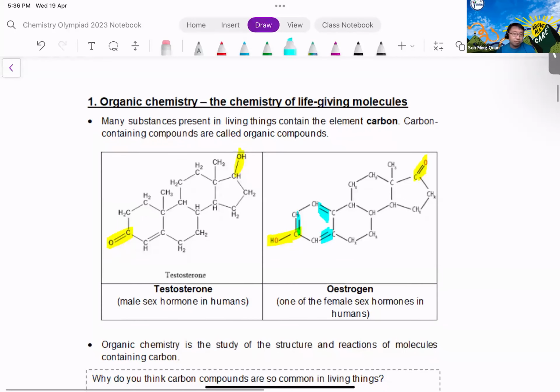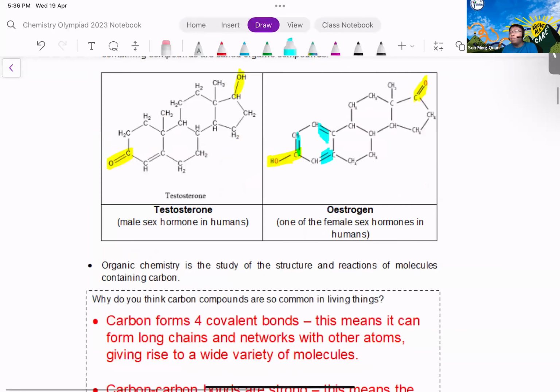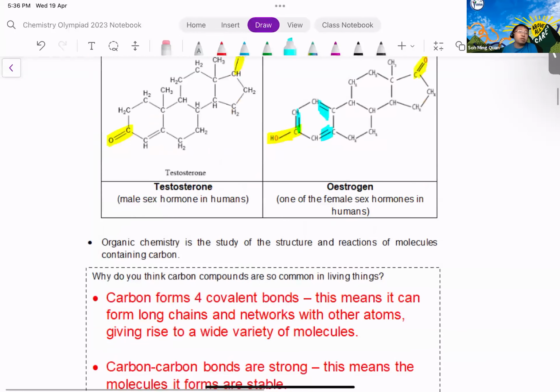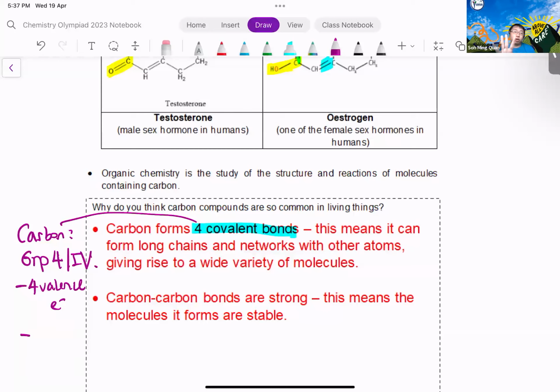So as I have written, carbon is so common in living things because of 2 main reasons. Number 1, carbon forms 4 covalent bonds. This is something that you learned since bonding. Why 4 bonds? Carbon is from group 4. Okay? Because it's from group 4, it has 4 valence electrons. If it has 4 valence electrons, it needs 4 additional electrons. It needs 4 more electrons to achieve a fully filled outermost electron shell. Therefore, it will form 4 bonds.